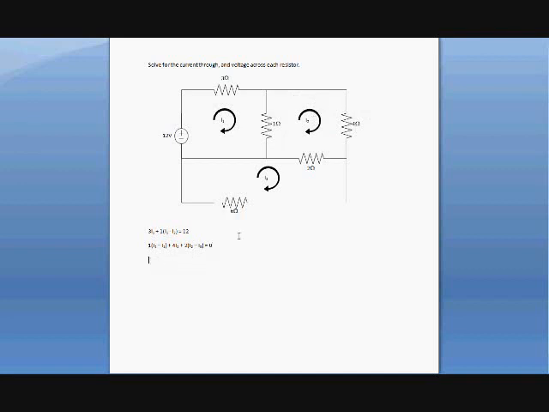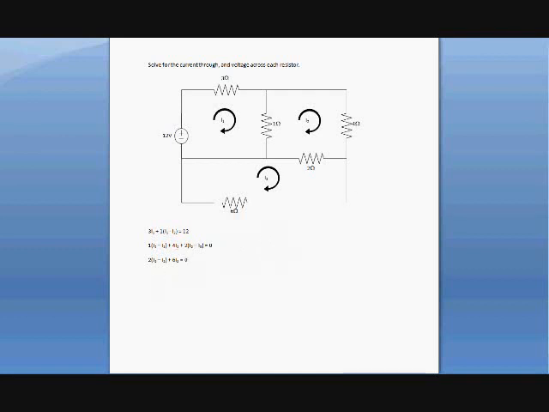Alright, on to our last loop. Our last loop will start with this one right here, so that's 2. I3 is in the direction of our loop, so that's the positive value. And I2 is against direction. Alright, this is 6 times I3. And there's no voltage supply in this loop, so we're just going to say that's equal to 0.